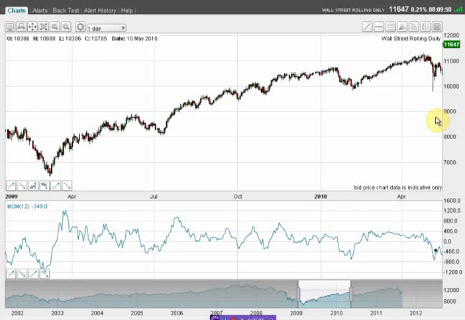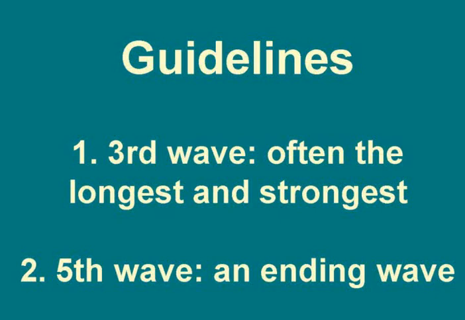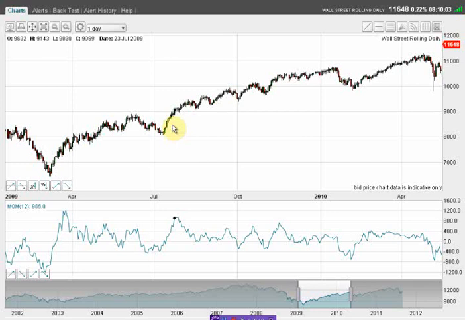Okay, there's a few guidelines, as I mentioned, and I'll mention them now, that a third wave is very often the longest and the strongest in the sequence. So here's the third wave here. As you can see, visually, you can see right away, it is the longest wave in the pattern, and it is the strongest. It's the most relentless, I call it. It's a relentless move up with these minor corrections here. But by and large, anyone long wouldn't need to worry too much about their positions.